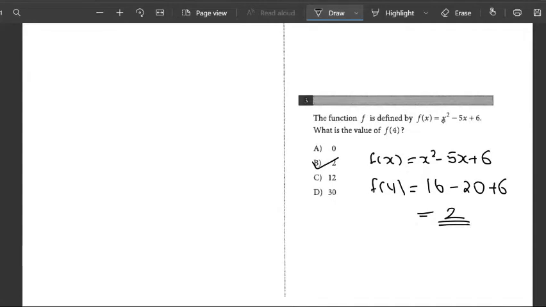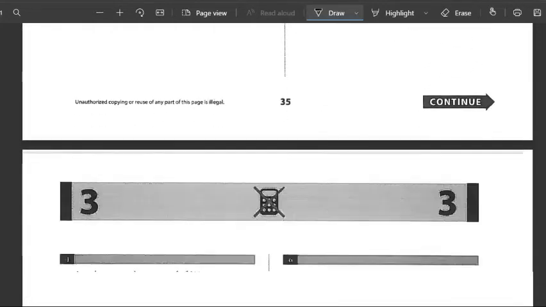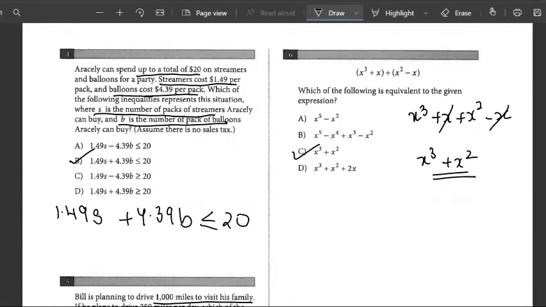Substituting 4 over here, 4 squared is 16. Minus 20 plus 6, that's minus 4 plus 6, which is 2. 3 is B. 1.49 into S plus 4.39 into B, up to a total of 20. So it can go till 20. So 4 is B.